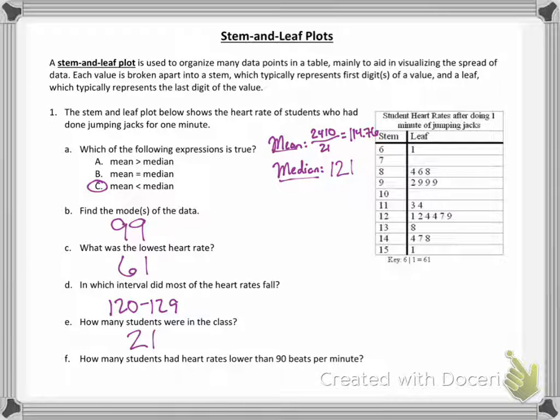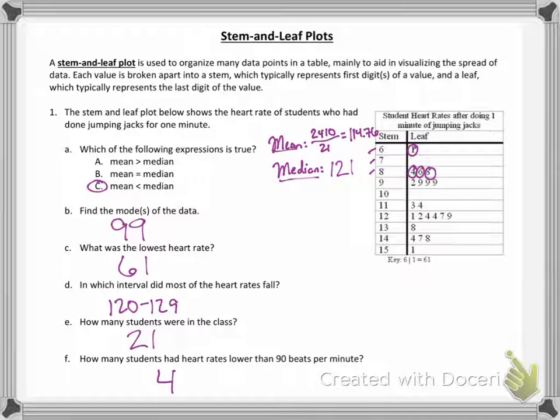And F, how many students had heart rates lower than 90 beats per minute? So if I want lower than 90 beats, I'm looking at the stems below 90. So stems of 6, 7, and 8. I have 4 leaves: 61, 84, 86, 88. Those 4 numbers are the only ones lower than 90. So that means I have 4 students with heart rates lower than 90 beats per minute.